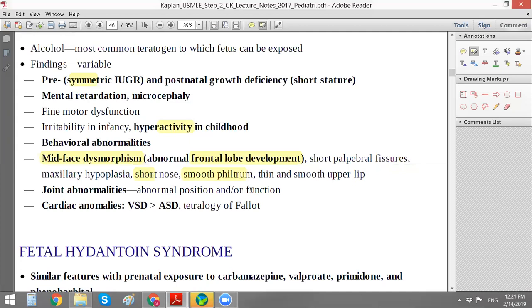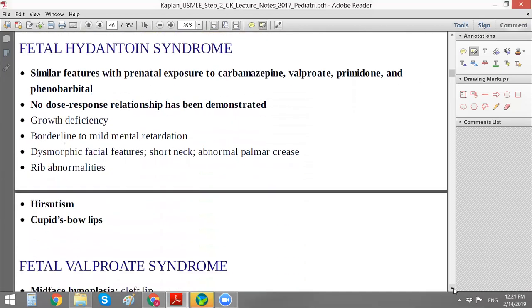Joint abnormalities, abnormal position or function, cardiac is VSD. Cleft palate is also associated with it. Fetal hydantoin syndrome: similar features with prenatal exposure to carbamazepine, valproate, primidone, and phenobarbital. So everything is going to cause fetal hydantoin syndrome. No dose-response relationship has been demonstrated. Growth deficiency, borderline to mild mental retardation, dysmorphic facial features, abnormal palmar crease, rib abnormalities. Cupid's bow lips are in this fetal hydantoin syndrome.